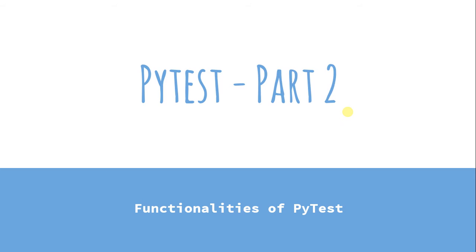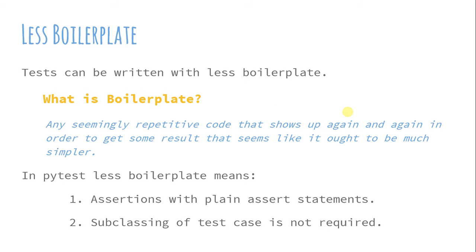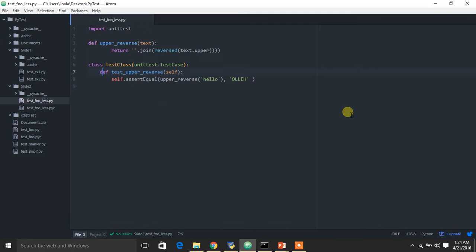In this tutorial, we will look at some of the functionalities Pytest provides. In Pytest, we can write tests using less boilerplate code. Why this? Because now we can assert using plain assert statements and subclassing of test cases is not required anymore. Let's look at this through an example.